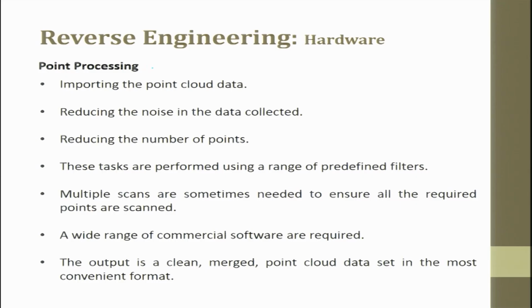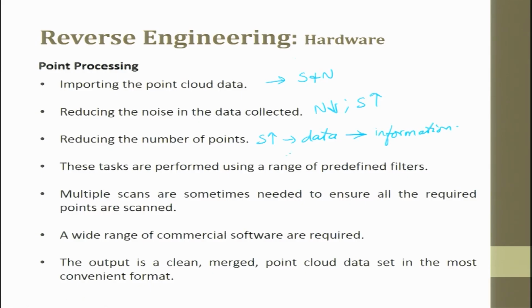Point processing. So, importing the point cloud data: XYZ, alpha, beta, gamma data is obtained. Then reducing the noise. What you get here is signal and noise, so next you have to reduce the noise and amplify the signal. Once you do that, all the signal enhancement we have done, these are all still raw data. This raw data has to be converted into information.